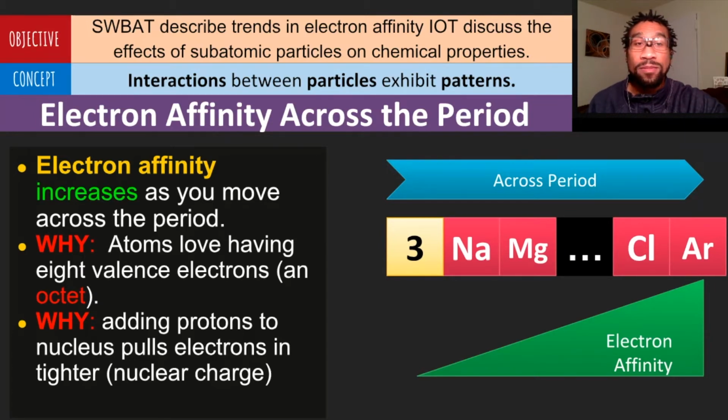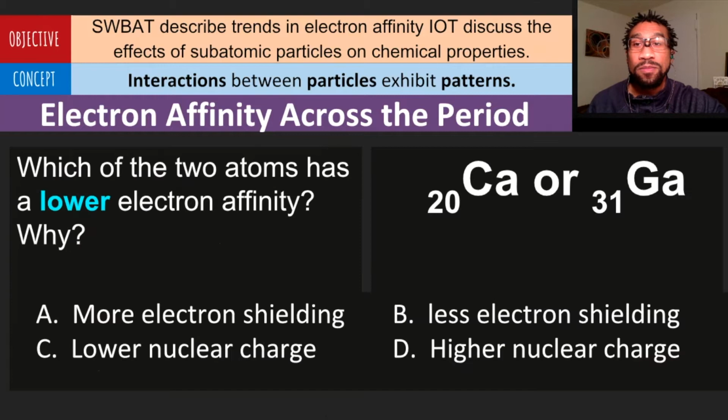Okay, let's dive into some examples. So, which of the two atoms has a lower electron affinity? Is it calcium with an atomic number of 20 or gallium with an atomic number of 31? Which one would you choose? If it were me, I would choose calcium. And the reason why calcium has a lower electron affinity is due to one of these following reasons. Which one would you choose?